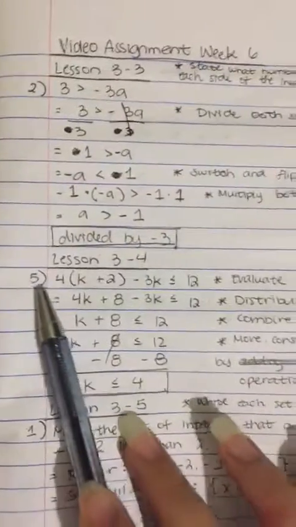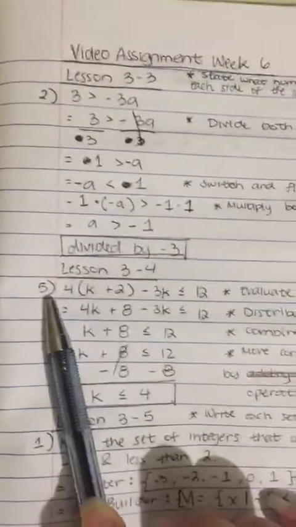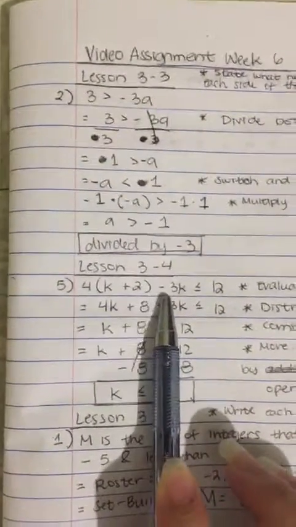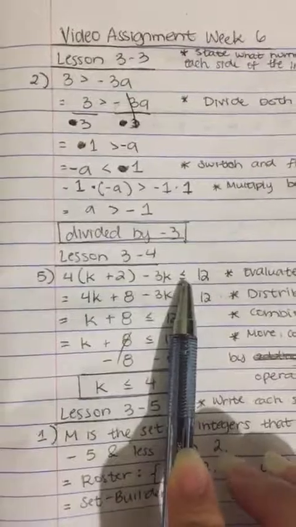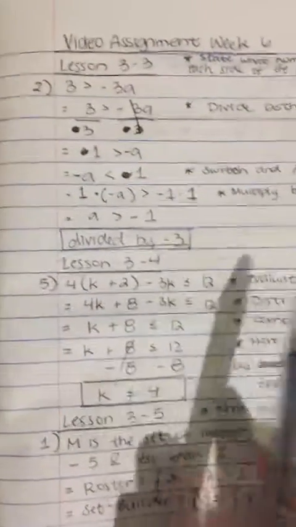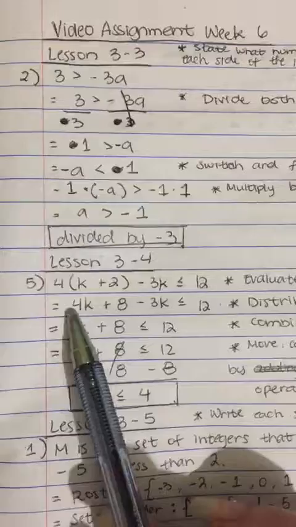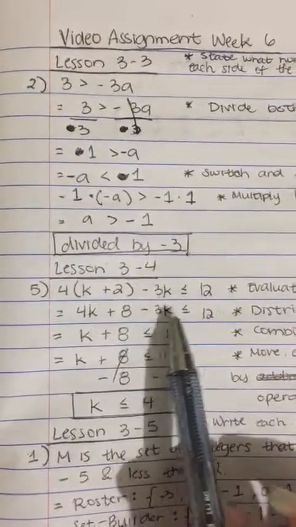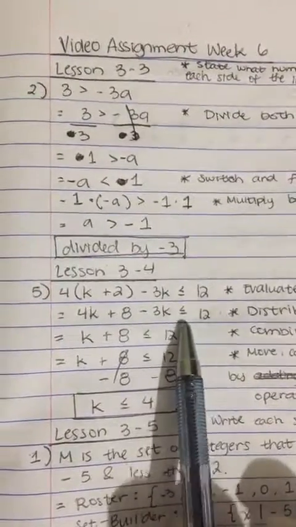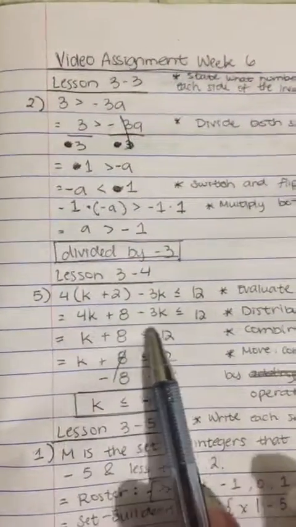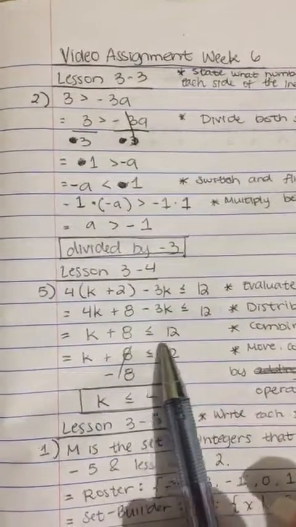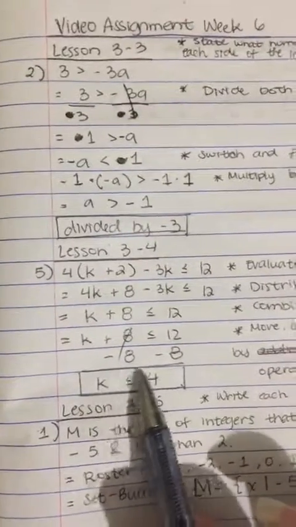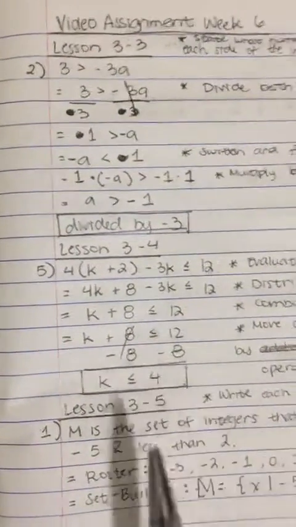For lesson 3-4, I decided to do number 5, which gave me the equation 4 open parentheses k plus 2 close parentheses minus 3k is less than or equal to 12, and it told to evaluate. So first we're going to distribute using the distributive property, giving us 4k plus 8 minus 3k is less than or equal to 12. Now combining like terms, we get k plus 8 is less than or equal to 12. Subtracting 8 on both sides to isolate the k, we get k is less than or equal to 4.